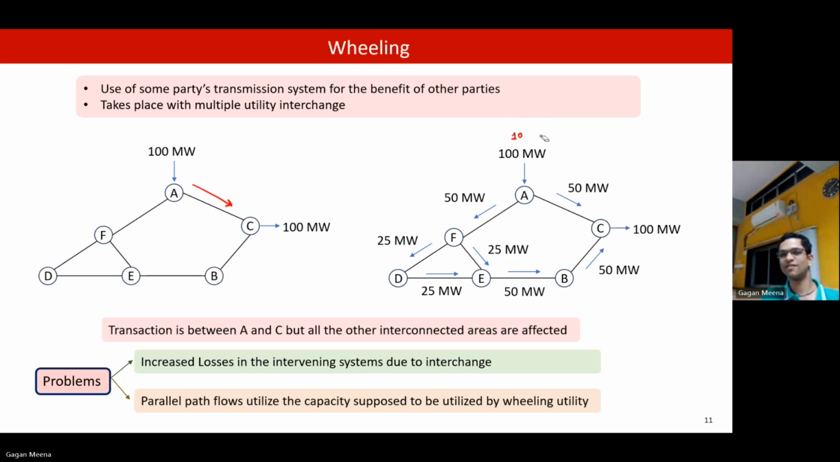So that's why these power flows utilize the capacity which was supposed to be utilized by the wheeling utility. Although it was supposed to utilize the 100 megawatt, that is not happening.